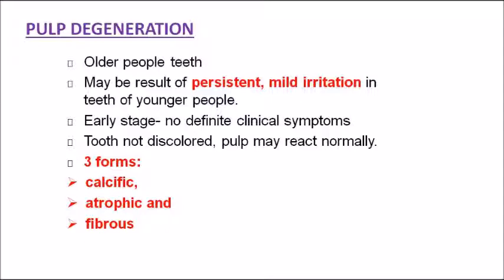Now it is mostly seen in older people. It may result from persistent mild irritation in the teeth of younger people. In the early stage, no definite clinical symptoms will be there. The tooth is not discolored, and the pulp may react normally, okay. So later it shows degeneration with discolored teeth, okay. There are three forms: calcific, atrophic as well as fibrous.